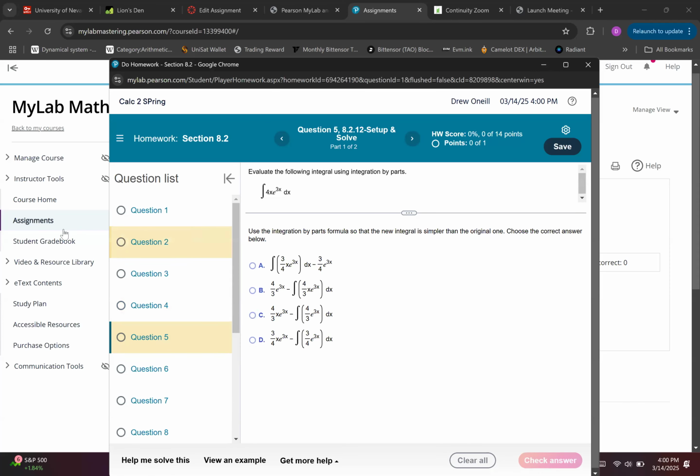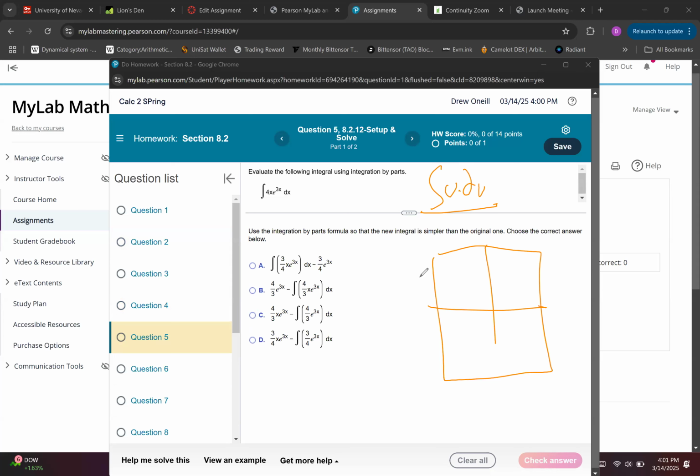But I do want to make sure you see that what we're doing is, same problem, different problem. It's all this formula. When I pick my u, that's going to go in this box. My du is here. Whatever's left is dv, that's v. So my u here is 4x, then du is 4. My dv is whatever I didn't pick for u, and that's e to the 3x. And if I integrate that, it's 1/3. You can check this, e to the 3x.